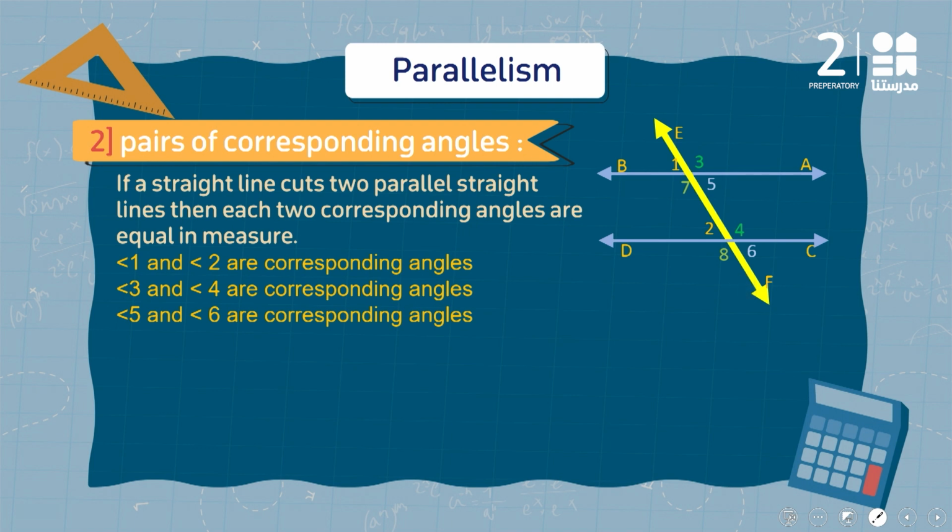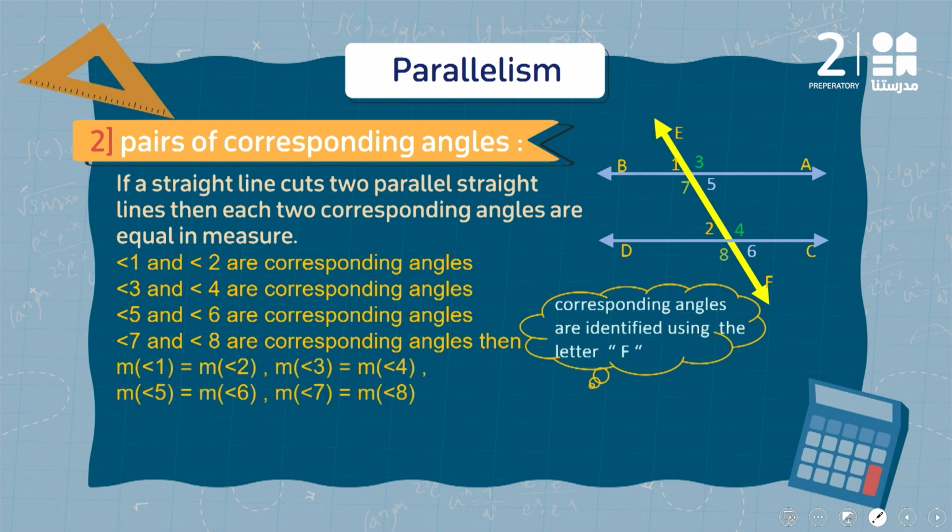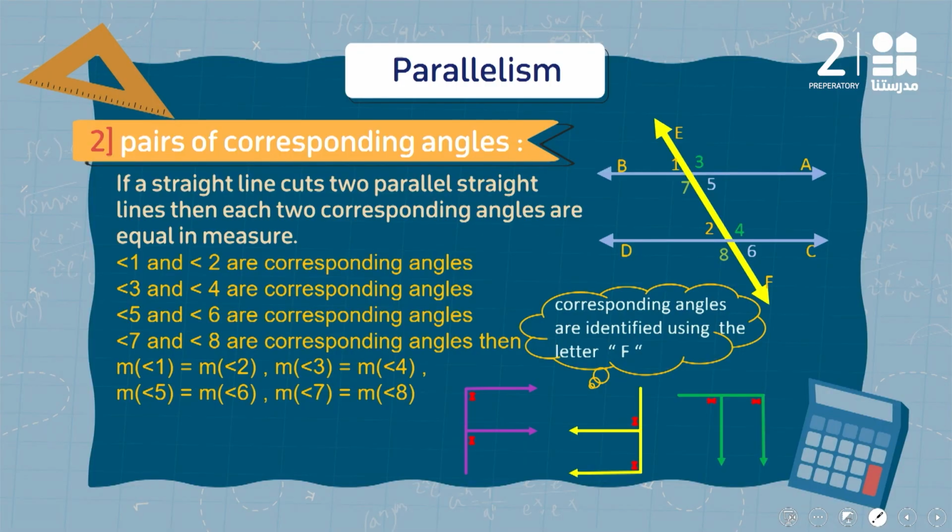You may think there are a lot of angles, but they are just 3 pairs. And to help you, you can identify them by letter F, the corners of letter F. Look at the following positions. In the first letter F, we are below the parallel line. So this cross and this cross are two corresponding angles, and they are equal in measure.